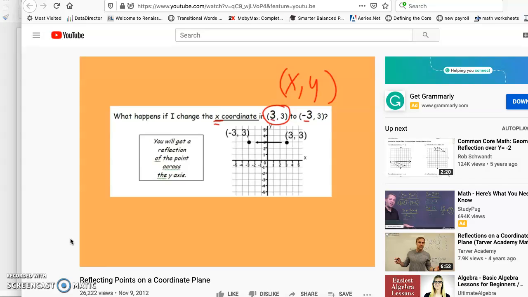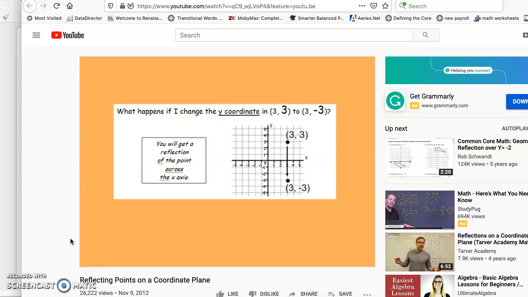Well, look what happens. It ends up jumping or reflecting across the y-axis. So when I changed the x, it reflected over y. Well, what would happen if you did the opposite? What if instead of changing the x, I changed the y, and I changed it from 3 to -3? Well, look what happens. Instead of jumping over the y like it did last time, it's jumping over the x-axis. So when you change the y, it jumps over the x, or it reflects across the x-axis.